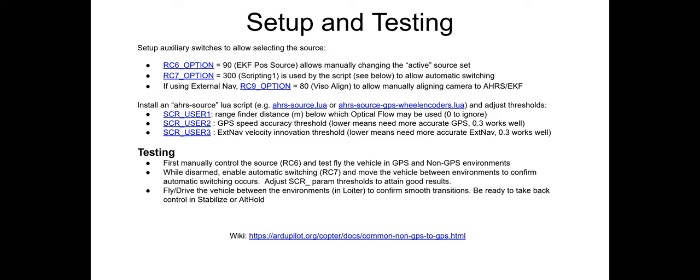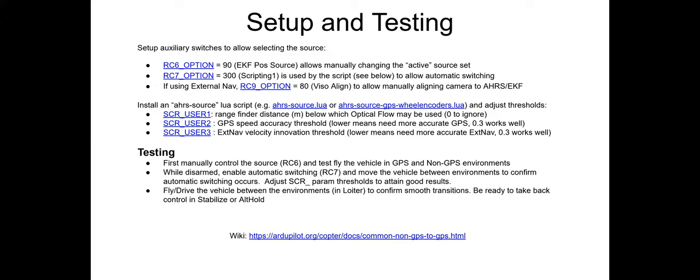So the next thing you need to do is actually install one of the Lua scripts. If you want automatic switching between sources, you need to use a Lua script. So I've written two. One of them is called ahrssource.lua, and the other one is ahrssource GPS wheel encoders. And you can imagine the difference, perhaps.